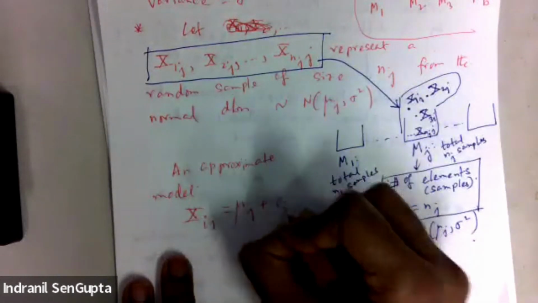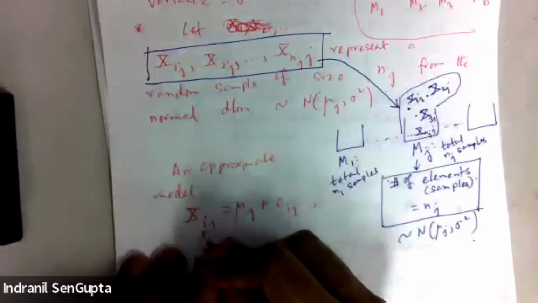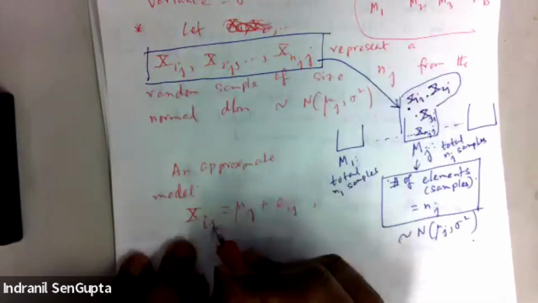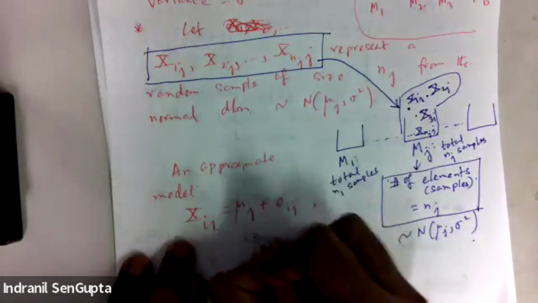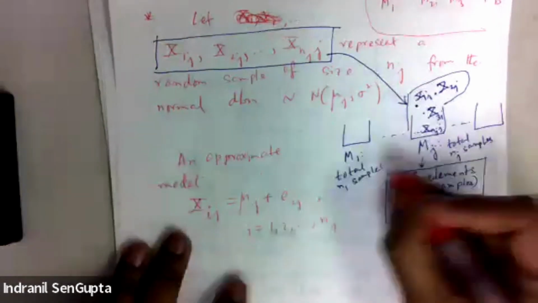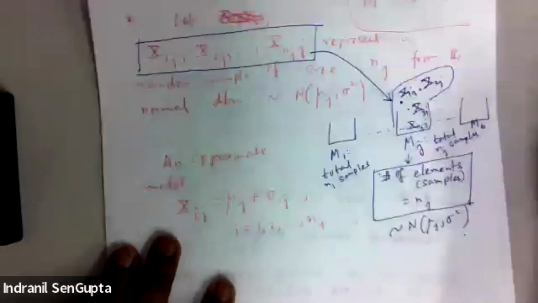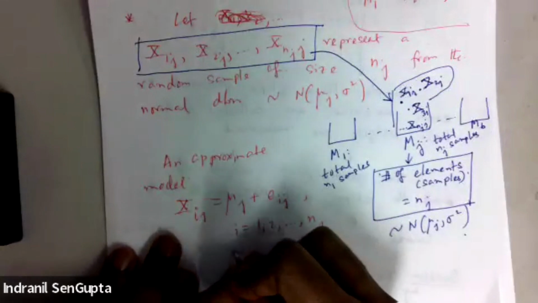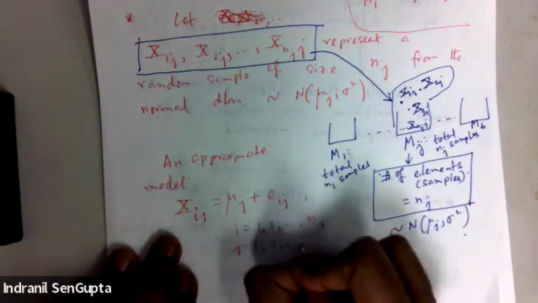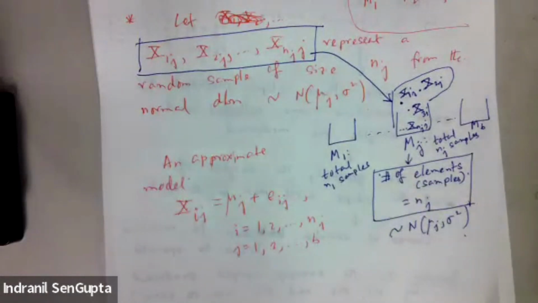So plus some error terms, which I write as eij, where i is the number of elements for the jth bucket, so i equals 1, 2, up to nj. And j indexes the buckets, there are b number of buckets. So remember, this is m sub b. So j is 1, 2, up to b. I know that it's a little confusing in terms of notation, but it's not really hard.